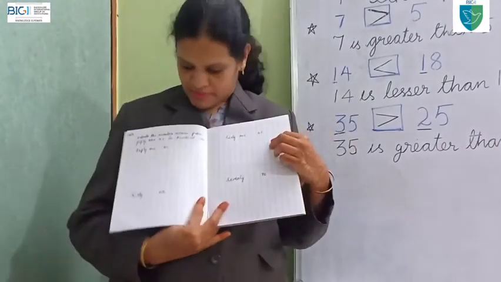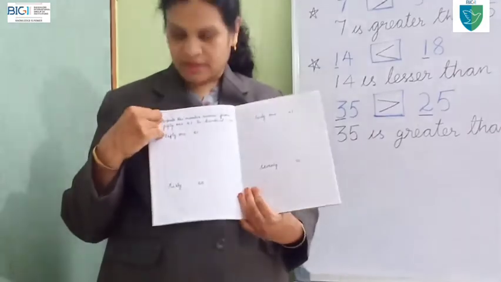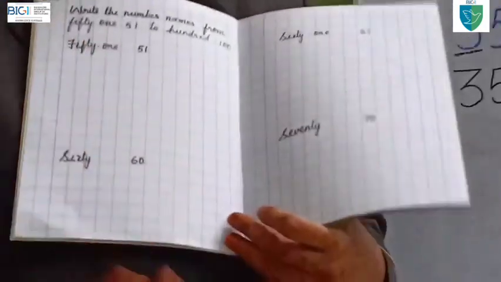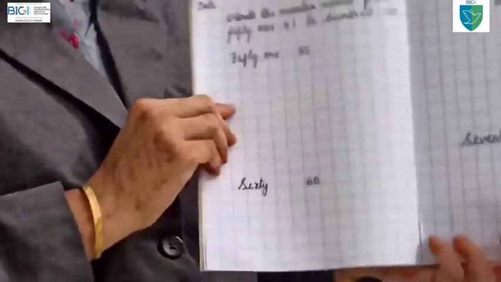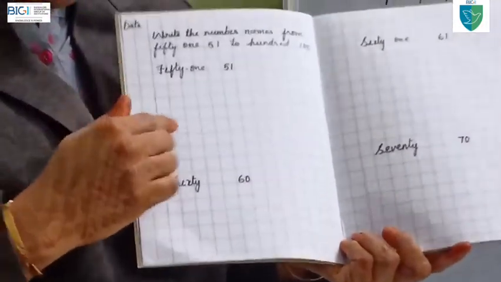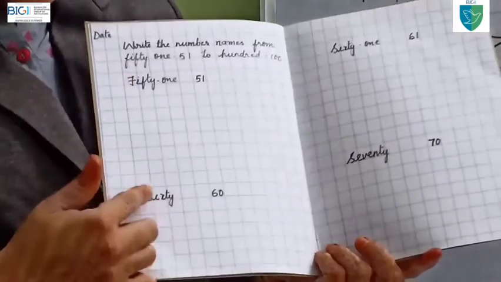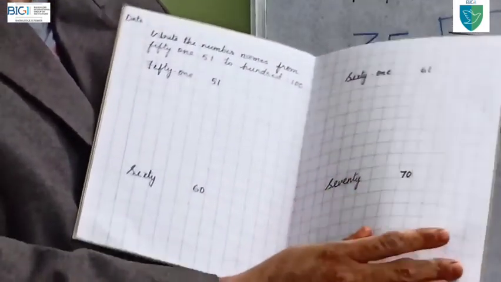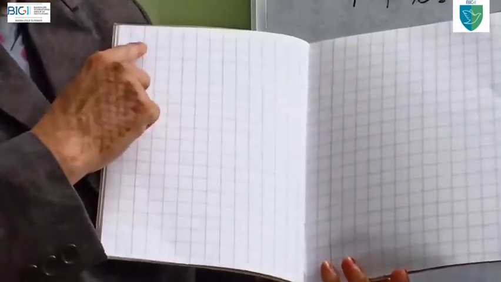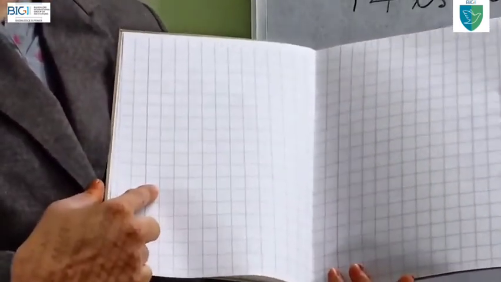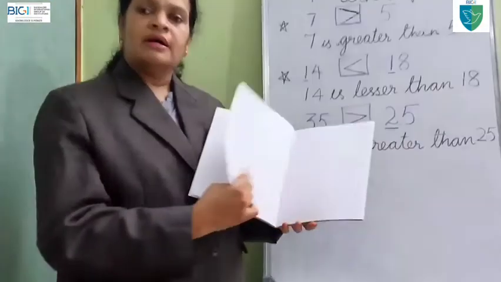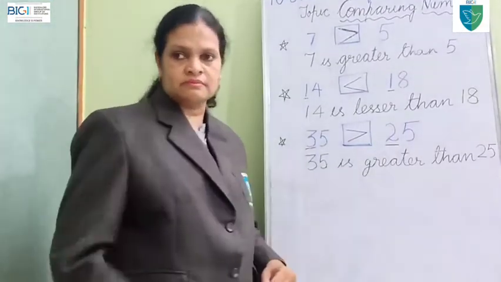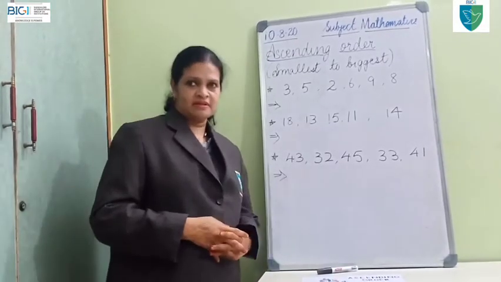After writing the numbers, you have to start writing the number names. The number names from 51 to 100. Okay? Again, when you are writing number names, children, you can write 51 to 60 in one page, 61 to 70 in another page. Turn the page and then start from 71 to 80. The same way you will write till 100. Okay, children? So let's move on to the next topic.